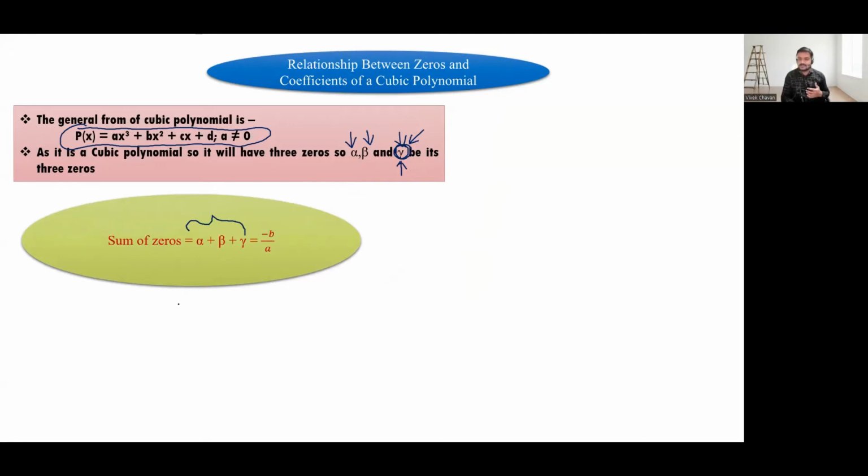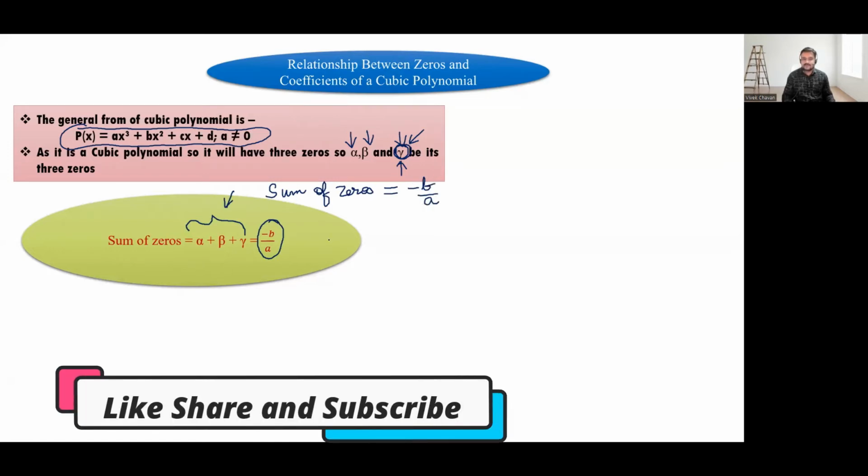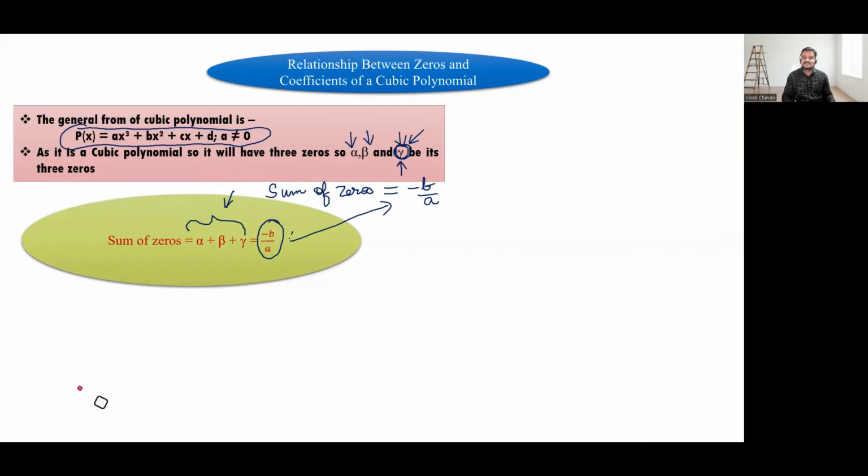Okay, Avdut, that's good. You have studied about alpha. Okay, so sum of zeros, here three zeros are there. So alpha plus beta plus gamma will be equal to minus b upon a. और quadratic polynomial के लिए क्या था sum of zeros? What was that for quadratic polynomial? Same only, it was minus b upon a. Okay, so here also it is same.